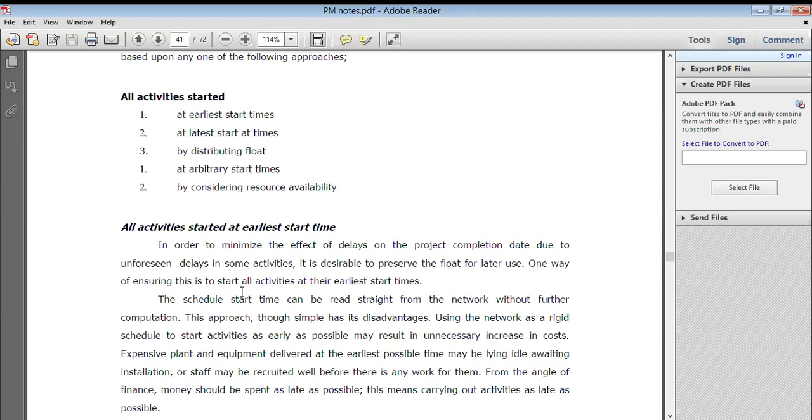So the schedule start time can be read straight from the network without further computations. And the approach, whatever the approach is created, sometimes it has advantages, and sometimes there will be disadvantages too, right?